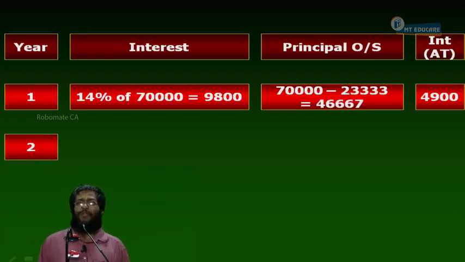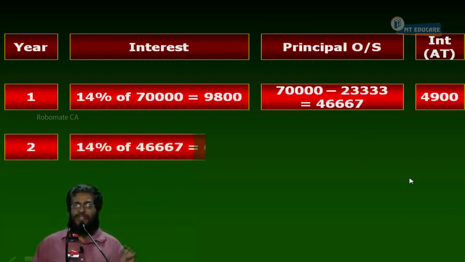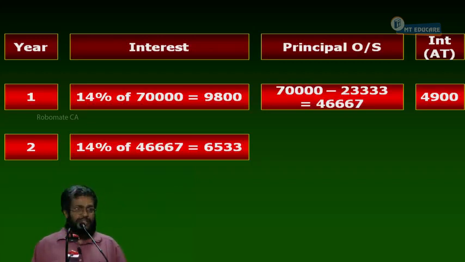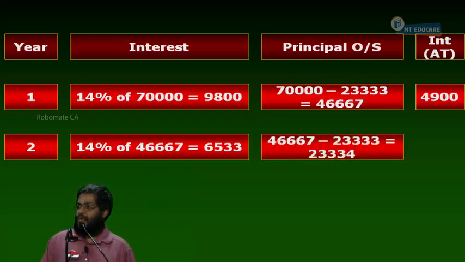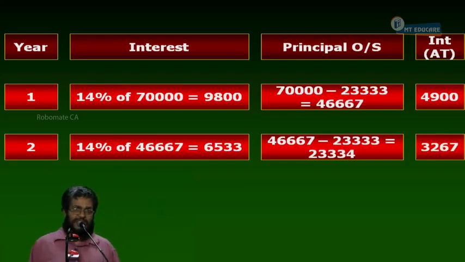Tell me, second year I apply 14% on how much principal? 46,667. 14% into 46,667 is 6,533. The principal outstanding is 23,334. Out of the 46,667, at the end of second year, I have paid 23,333. The principal outstanding is 23,334. On the 6,533 rupees interest, I say 50% tax. What is the expense after tax here? 3,267. After tax interest is 3,267.